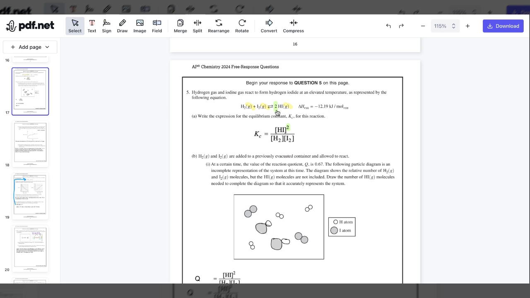And make sure that if you have a coefficient, as you see there's 2 right here, that will be an exponent for your expression. That's full credit right there.